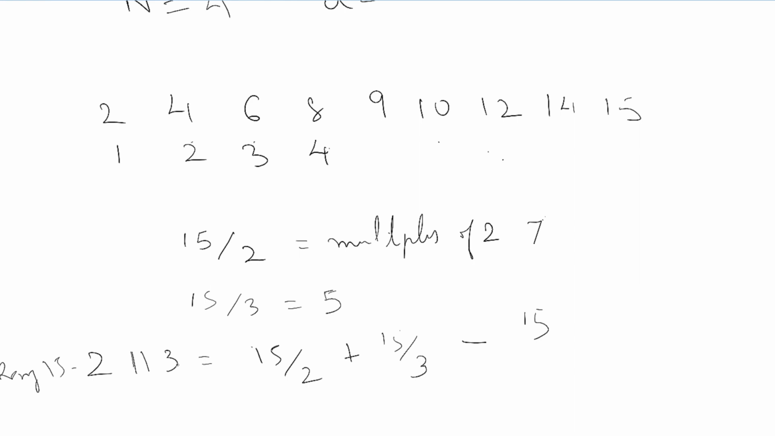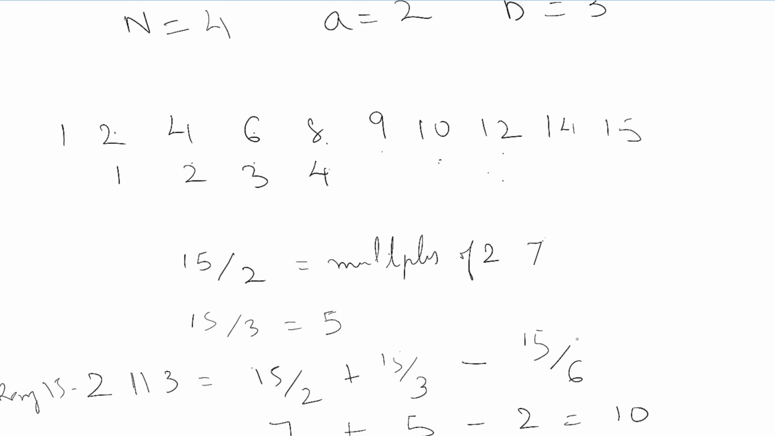Now the common multiples will be the multiples of LCM of A and B, which is LCM of 2 and 3. So multiples of LCM of 2 and 3 will be 6. Multiples of 6 in range 15 will be 2. This will be 7 plus 5 minus 2 equals 10. So as you can see, the multiples of 2 or 3 in this range 1 to 15 will be 1, 2, 3, 4, 5, 6, 7, 8, 9, 10.